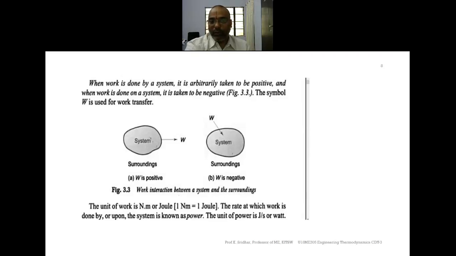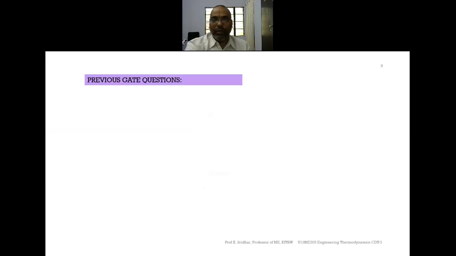Normally the SI unit is the Newton meter, because work W is equivalent to force into displacement. The force unit is Newton, and the displacement unit is the meter. So Newton meter is normally known as joule. So 1 joule is equivalent to 1 Newton meter. That is the unit for the work.